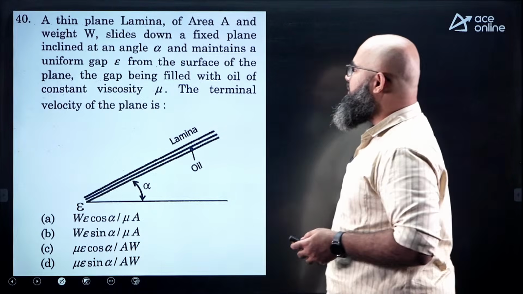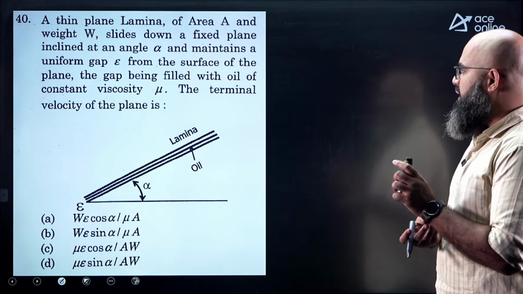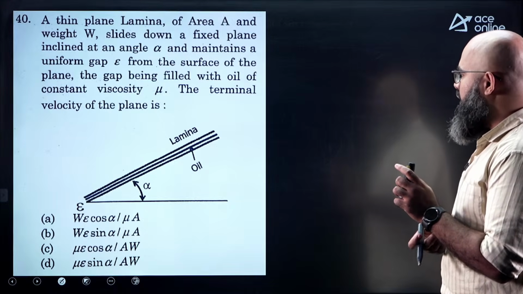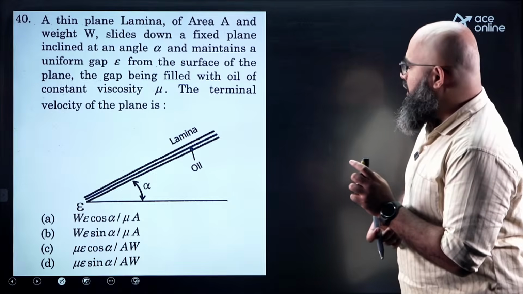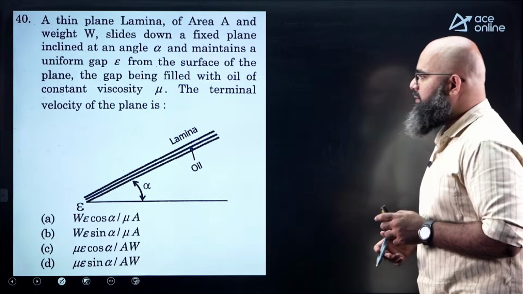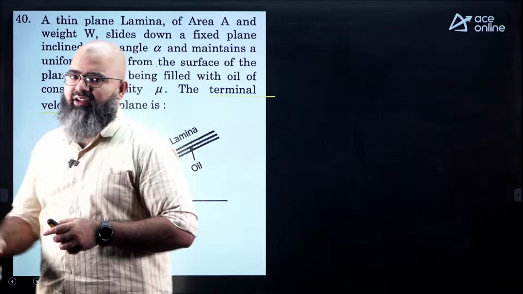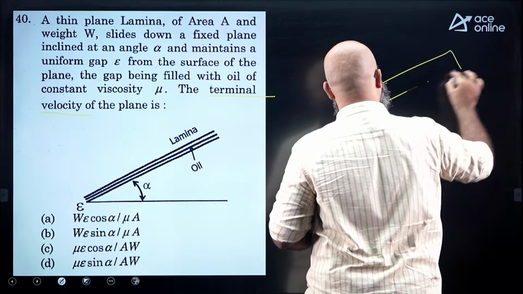The question is saying a thin plane lamina of area A and weight W slides down a fixed plane inclined at an angle of alpha and maintains a uniform gap epsilon from the surface of the plane. The gap is filled with an oil of constant viscosity mu. Terminal velocity is equal to how much? Whenever you wish to find out terminal velocity, straight away apply equilibrium.